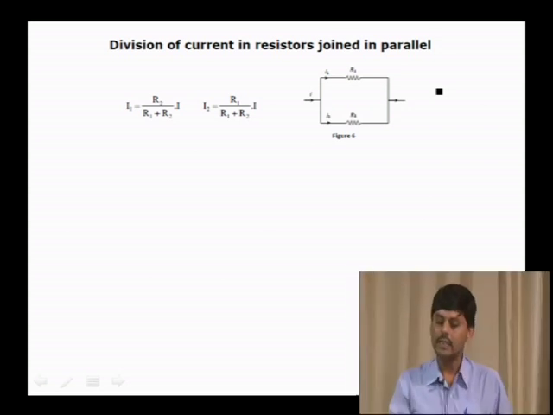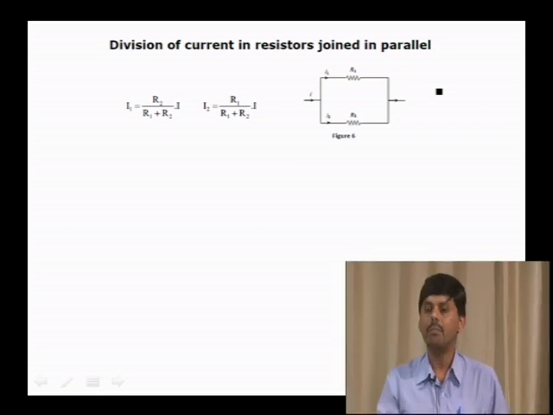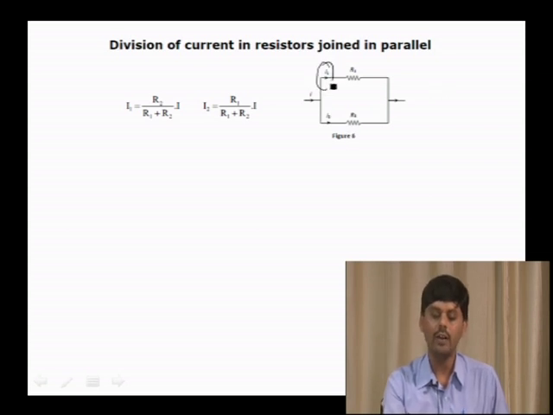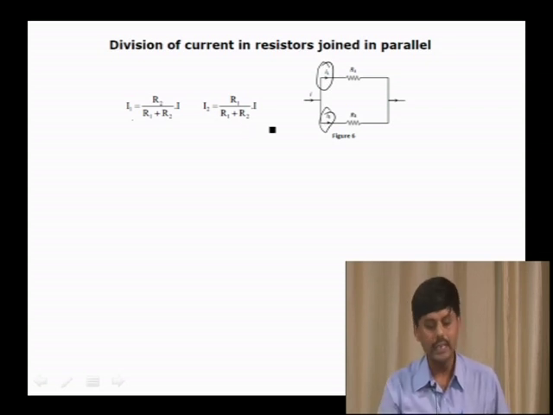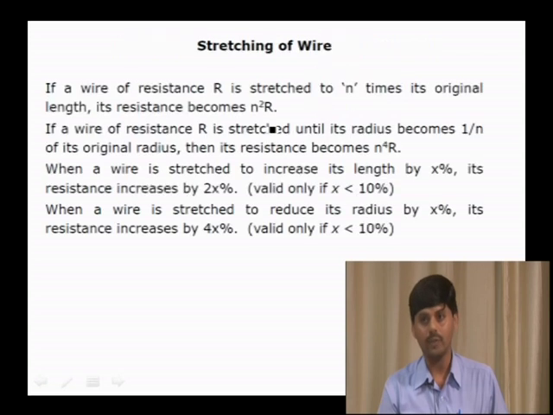Division of current in resistors joined in parallel. If you have only 2 resistors, how are you going to calculate the I1 and I2 values? By using the formula I1 is equal to R2 divided by R1 plus R2 into I. Similarly, I2 is equal to R1 into I divided by R1 plus R2. This is called the branch current formula. It helps to easily find the current in the circuits.